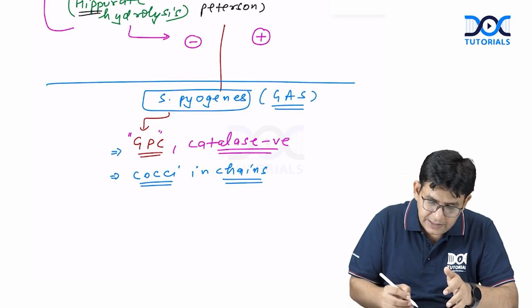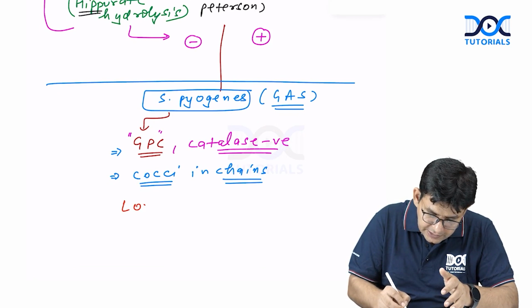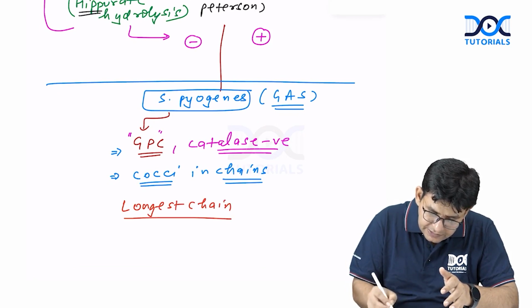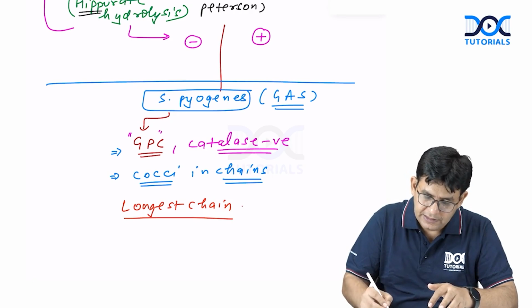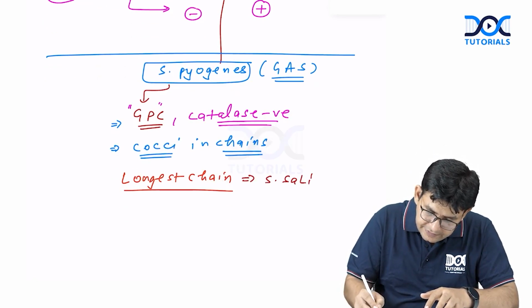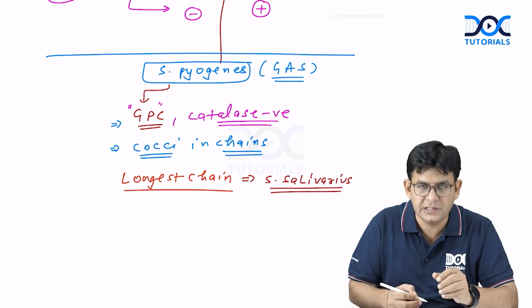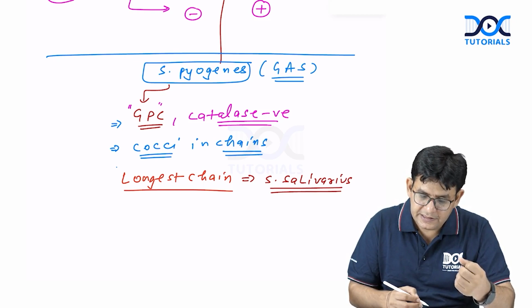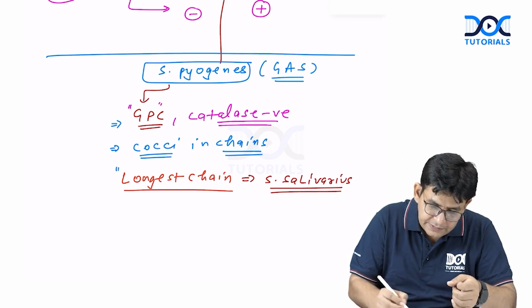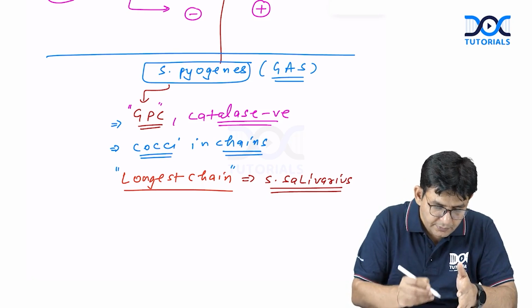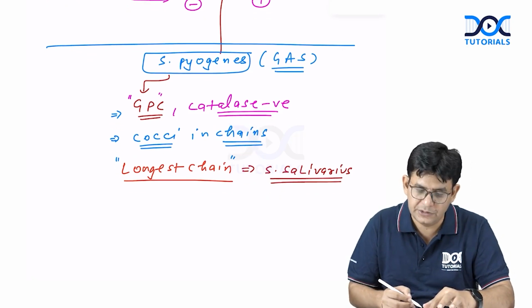If somebody asks you which streptococcus has the longest chain, the answer to this question is Streptococcus salivarius. And this salivarius, as the name suggests, where is it? It is in our saliva. So this salivarius is in the saliva and it has the longest chain. Remember this particular point.